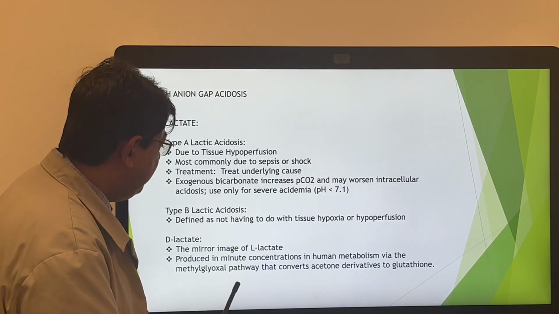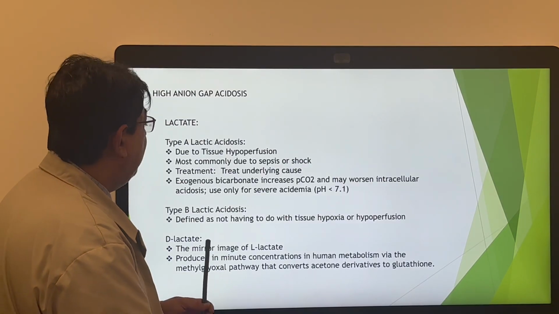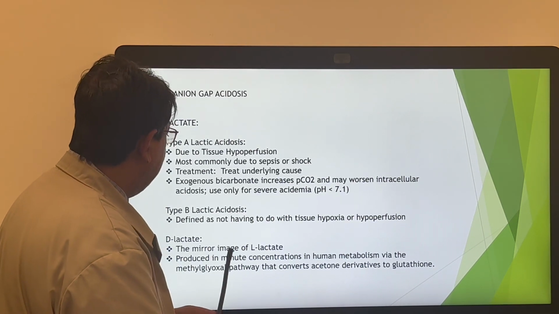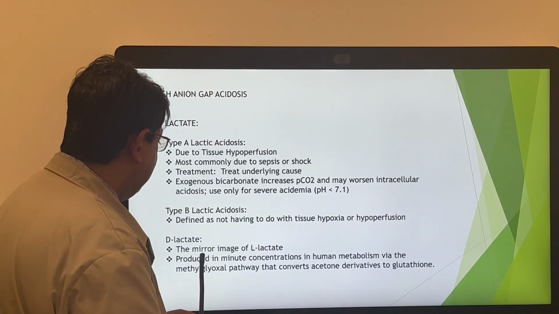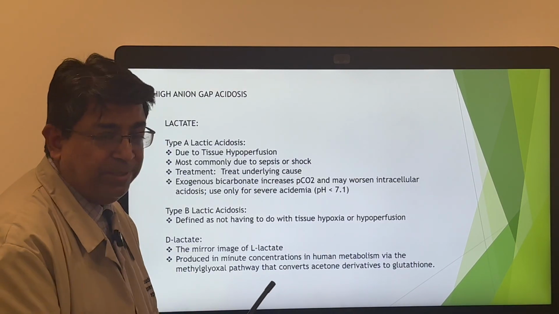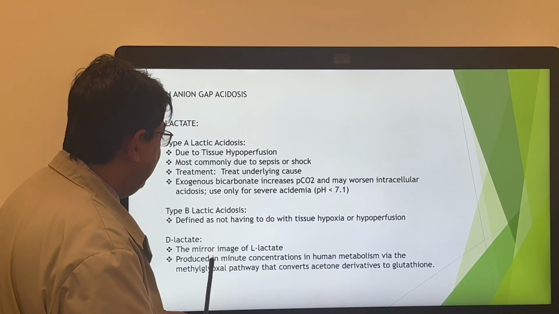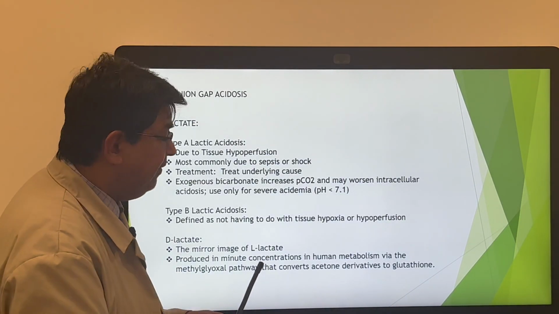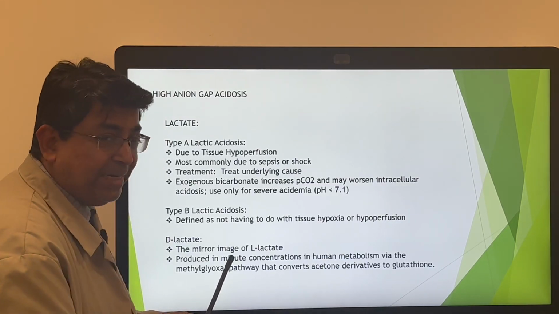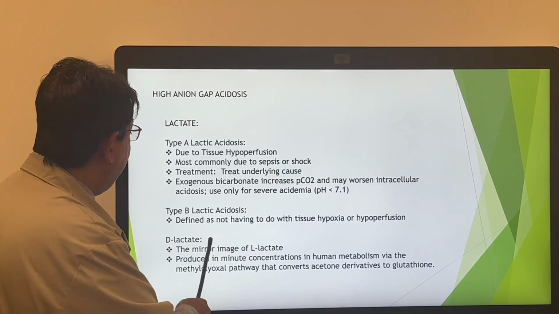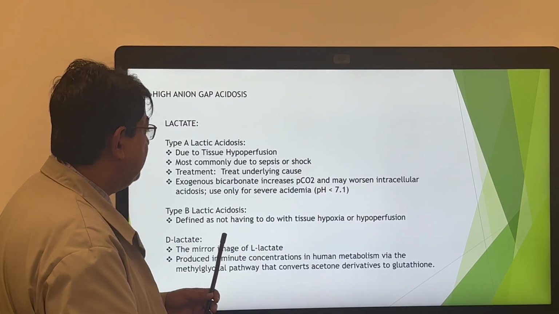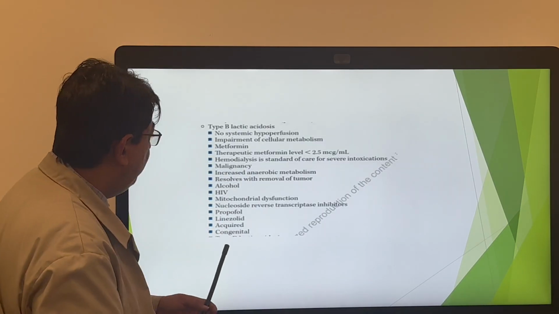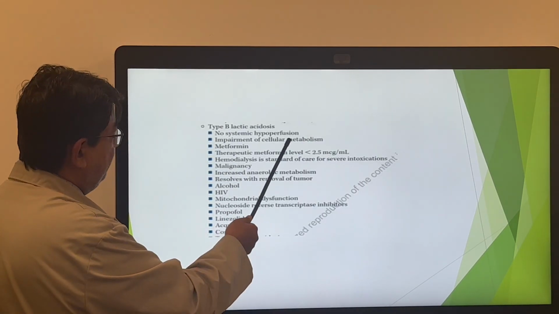Type B lactic acidosis is elevated lactate without tissue hypoxia or hypoperfusion. And we'll talk about where we can expect to see type B lactic acidosis. D-lactate is actually the mirror image of L-lactate. And basically, when you think of D-lactate, think of acetone. Any situation in which the acetone is elevated, the lactic acid elevation may be due to D-lactate elevation. Next slide. So type B lactic acidosis implies no systemic hypoperfusion, and there is impairment of cellular metabolism.